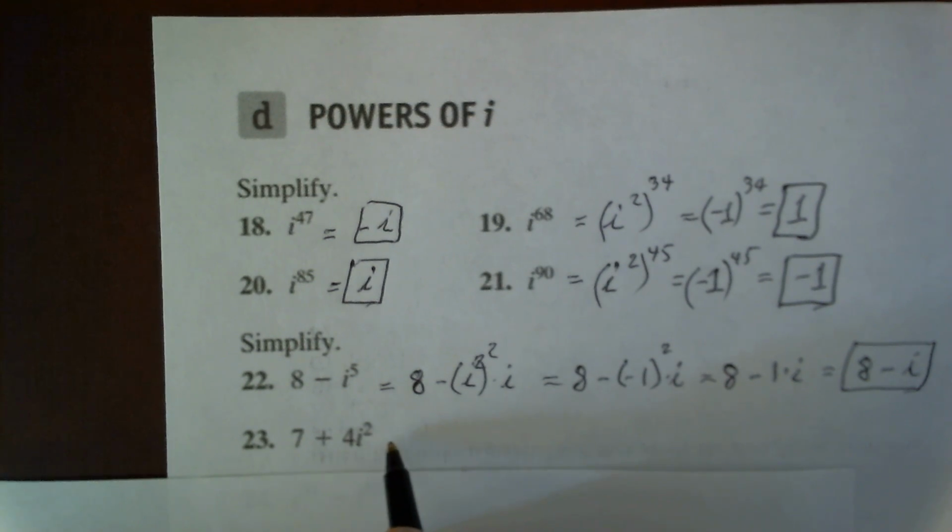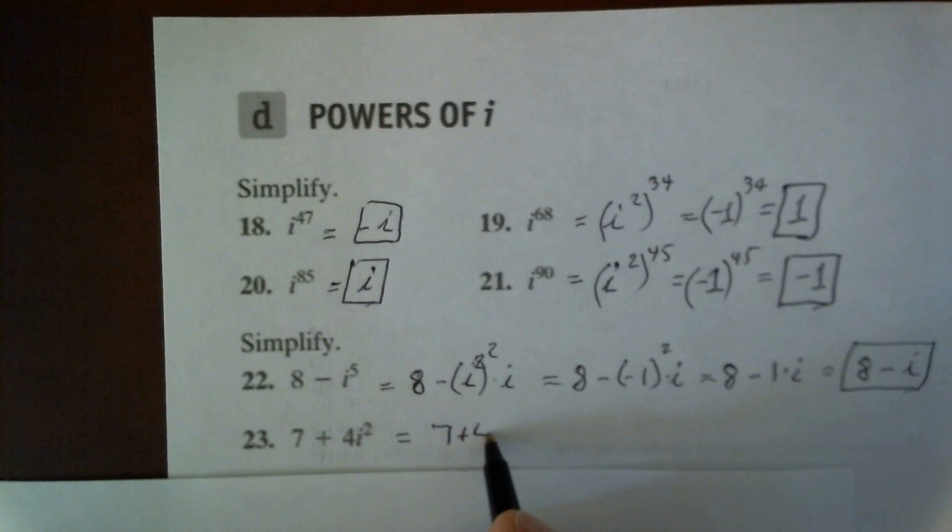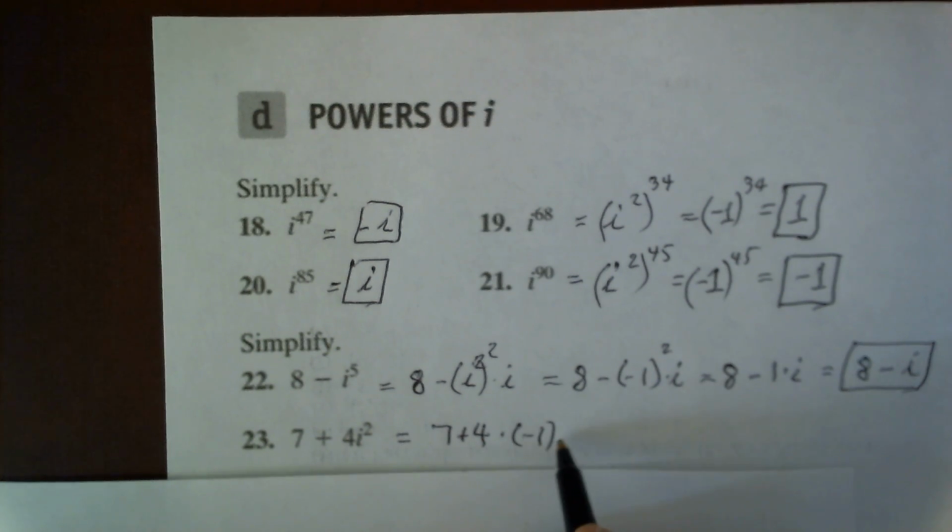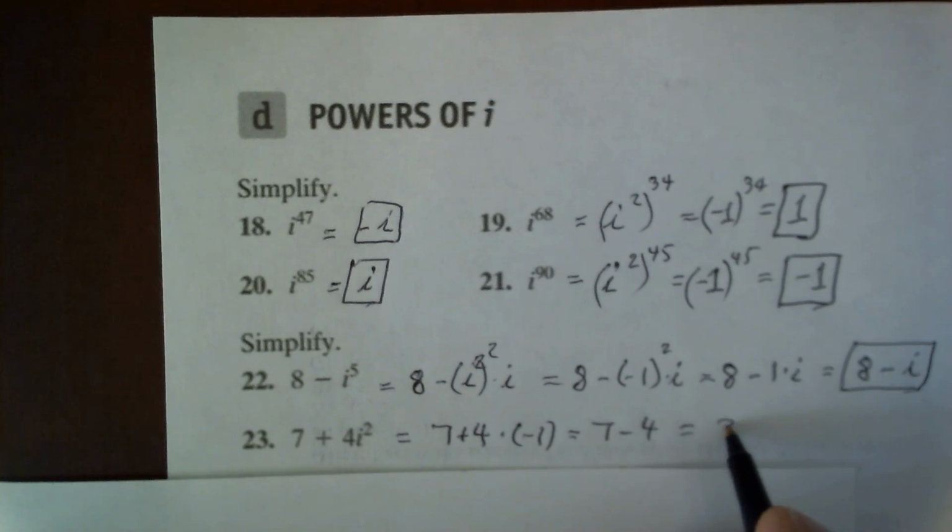For number 23, we have 7 plus 4 times, we know i squared equals -1, so it'd be 7 minus 4, or 3.